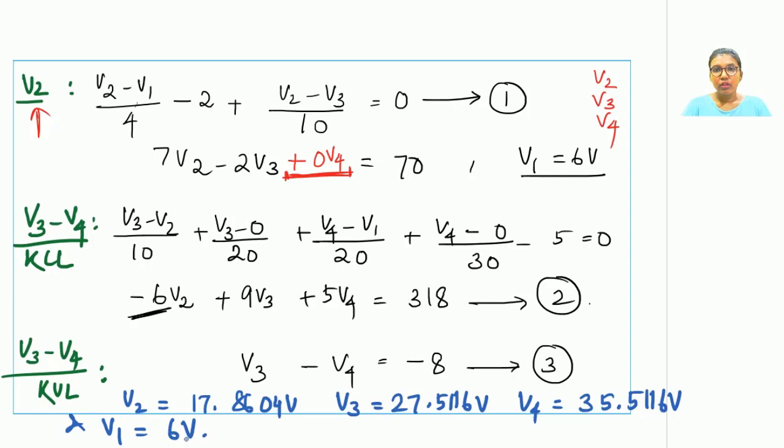I hope you guys have understood the concept of supernode. Usually the questions asked in DC are not that simple. They will definitely have the presence of a voltage source in between two non-reference nodes. So one must know the technique of solving the nodal voltage values in such a scenario.